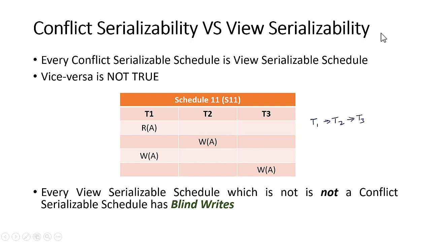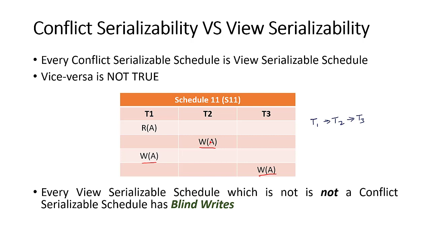The schedule is not a conflict serializable schedule because this is a conflict operation with this one, and this is a conflict operation with this one. So we cannot swap their order, so there is no possible conflict serializable schedule. As we know, finding a view serializable schedule is very difficult. So the better approach is to find the conflict serializability of a schedule. Now if the schedule is conflict serializable, we can definitely say that it is a view serializable schedule.